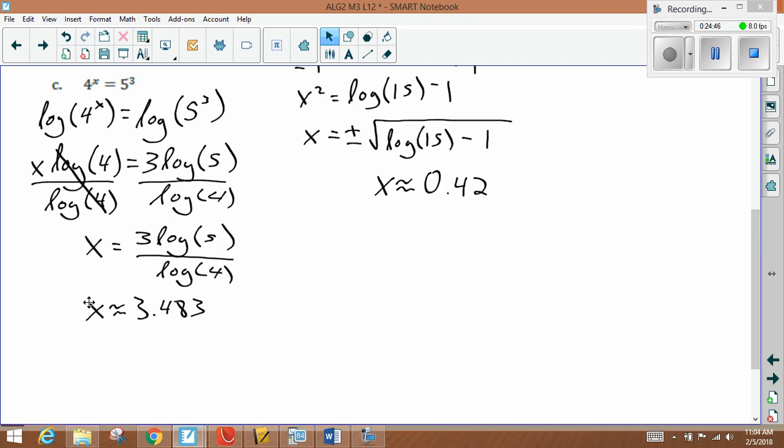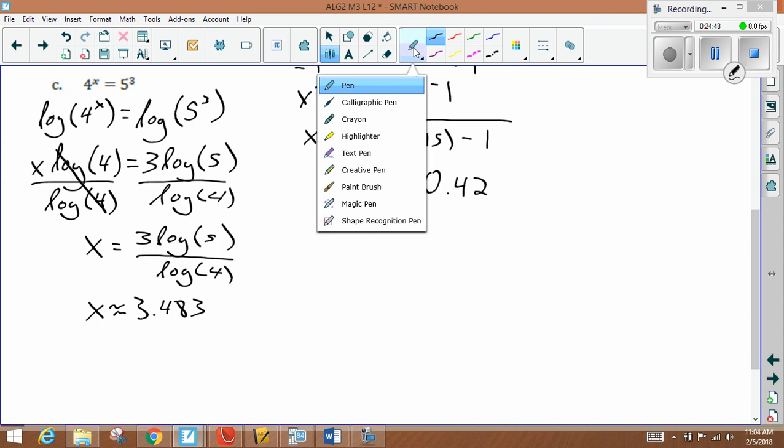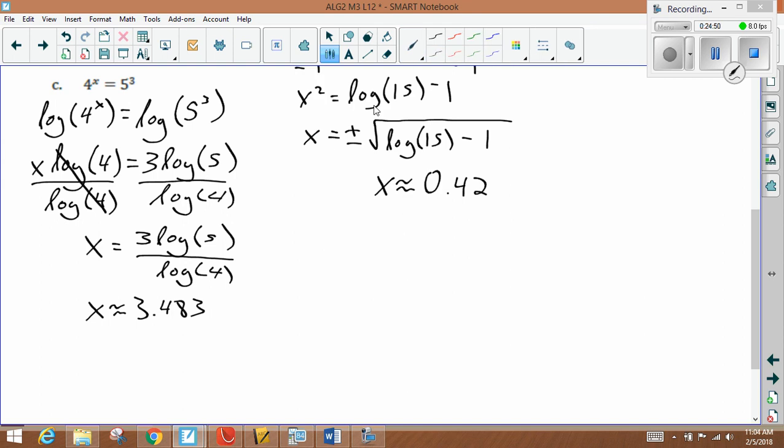Your homework, I'll post it on the website. I think I might have already done it. But it is 1A through 1G, 3A, 3C, 4A, 4C, 5A, 5C, and 10A through 10C.